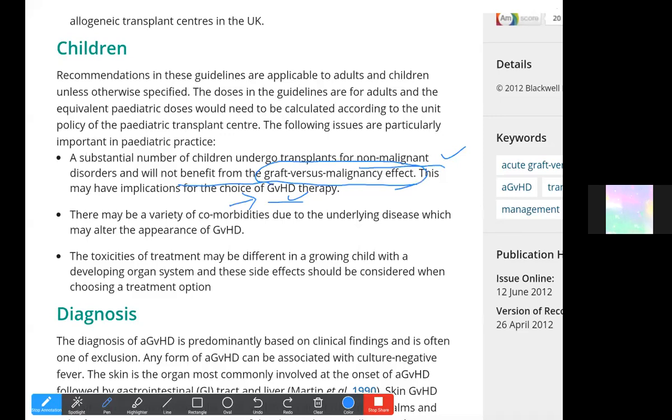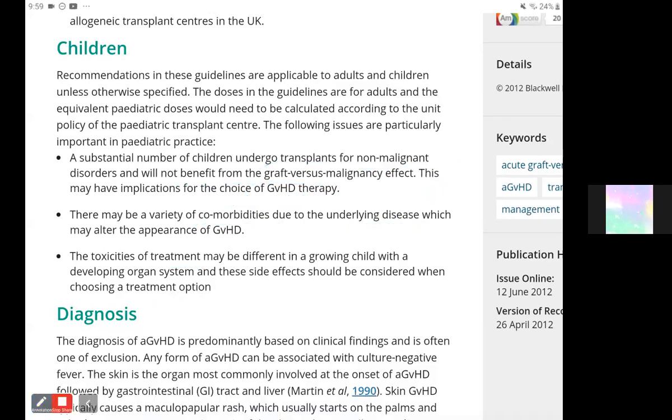There will be a variety of comorbidities also in children, because of the underlying disease, and treatment toxicities would also be more. All this would lead to the final choice of what kind of GVHD therapy would be preferable in these patients, and also what kind of treatment option would be available. For example, whether we want to go for some steroid sparing therapies or otherwise.